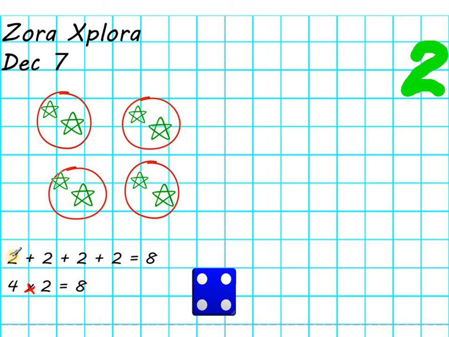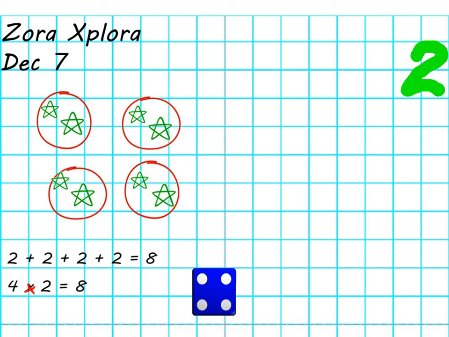All right, so you can see that 2 plus 2 plus 2 plus 2 is 8, and that 4 groups of 2 is also 8. So both of these math sentences are saying the same thing in slightly different ways.